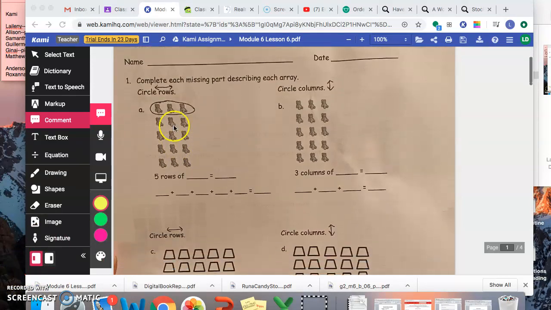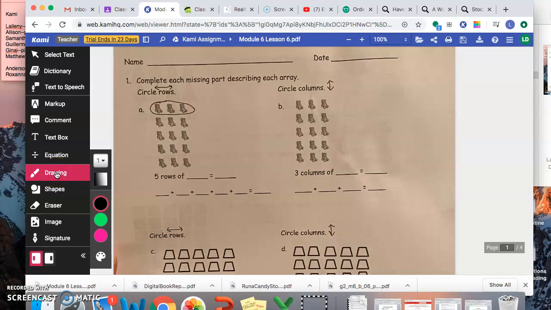Okay, so the very first one says, complete each missing part describing each array. Circle rows. So here in part A, they want us to circle all the rows. So you're going to go to your drawing and you're going to circle the rows. Now remember that the rows are going across according to my arrow that I put above it. So I circled all the rows. So I have 1, 2, 3, 4, 5 rows.